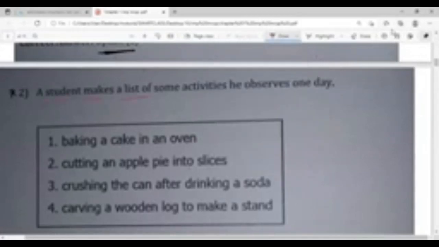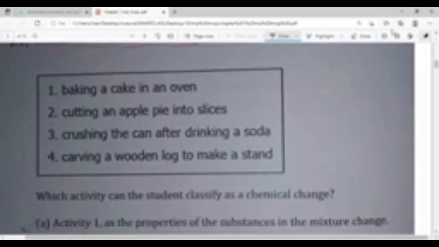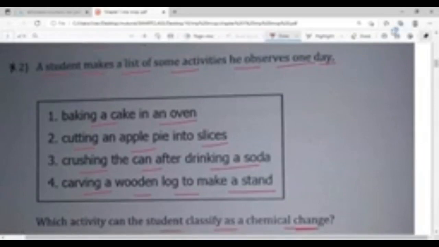A student makes a list of some activities he observes one day. Now, what are the activities? Baking a cake in an oven, cutting an apple pie into slices, crushing the can after drinking a soda, carving a wooden log to make a stand. And what is the question? The question asks which activity the student can classify as a chemical change. Now, my dear students, let us look at the first one, baking a cake in an oven.